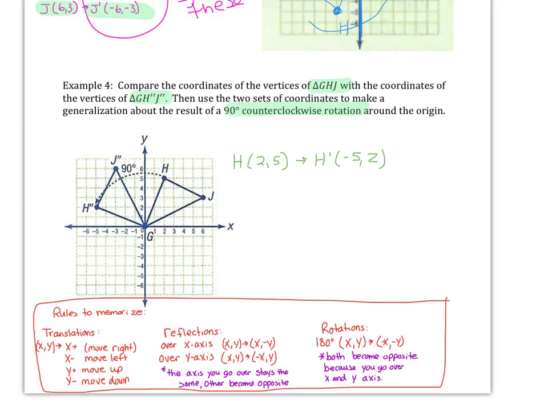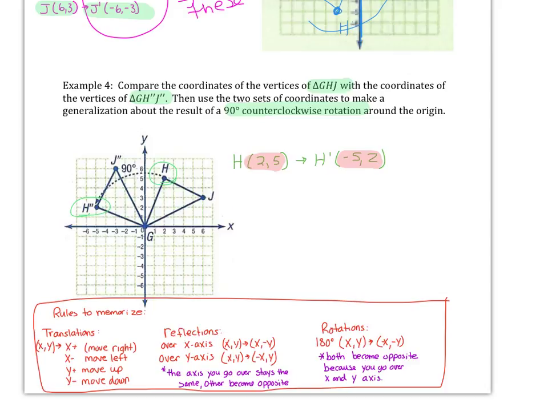So we're going to look at the two coordinates. If we look at H, it's right there at (2, 5). And H double prime, which is just the image, is at (-5, 2). So I wrote these over here so we can look at them closely. Do you notice the numbers that you have? (2, 5) and (-5, 2).